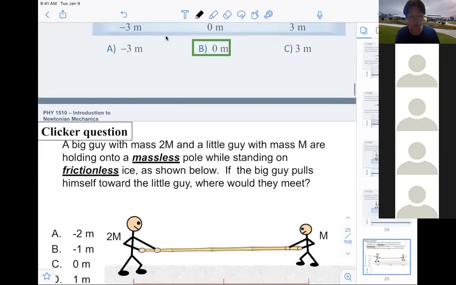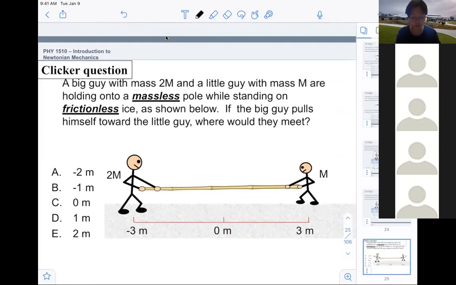A modified version of this question is you change them to different masses. Now, where would they meet? You can do this on your own, and we will quickly mention this at the beginning of our next class.